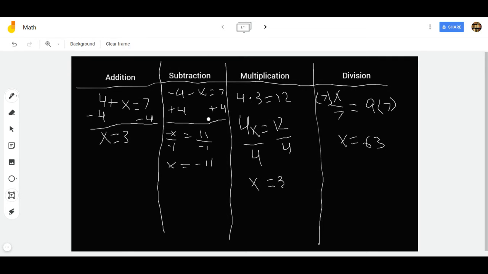So that is the basics of expressions. You can just search up expressions and solve them from there, but those are the basics of how to solve them.